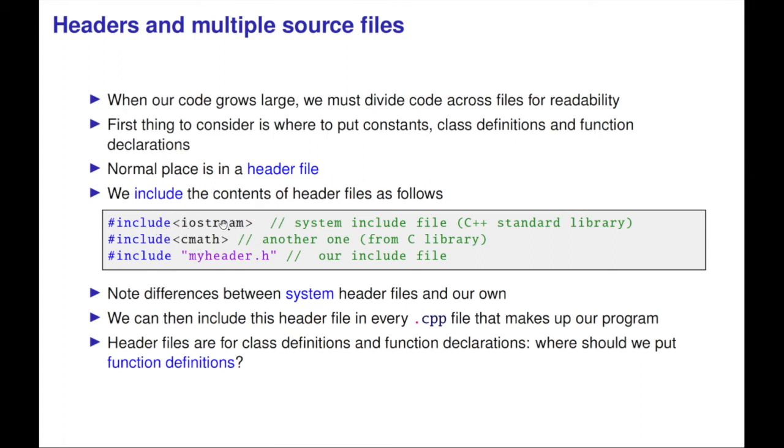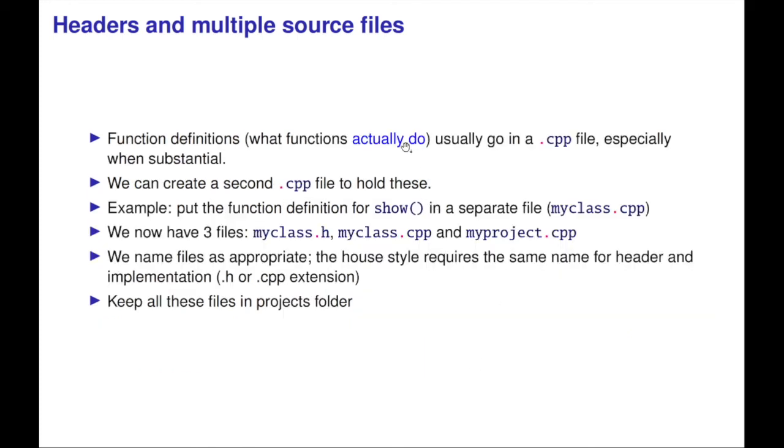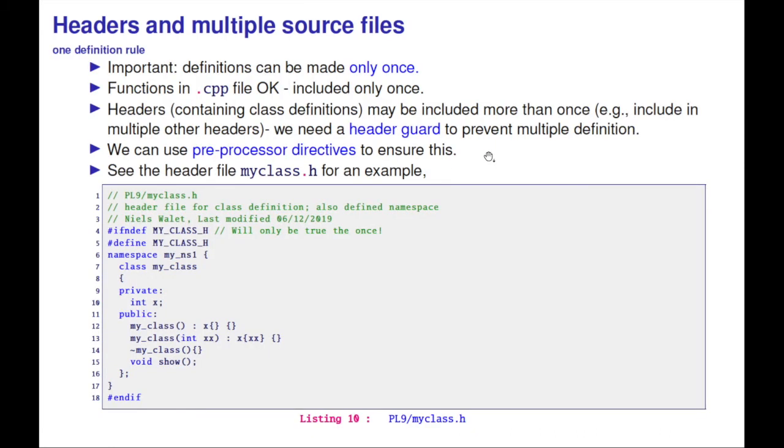iostream and cmath are system header files. A personal header file is put in between double quotes. It's usually called .h or in some systems .hpp, whichever choice you make. It's not as standard. Note the difference between those system headers and your own headers, and you can include this header in every CPP file that makes up our program. Header files are for class definition and function declaration. Where should we put the function definitions? That's a very good question. I'll discuss that next. Function definitions, what functions actually do, usually go in a CPP file.